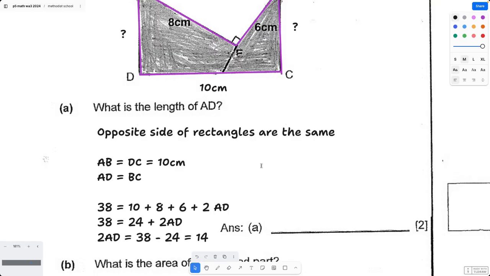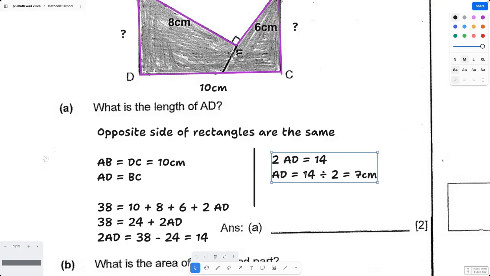Okay, and let's have a line. So that means 2AD is equal to 14. AD is equal to 14 divided by 2, which is equal to 7 centimeters. So that's the answer for this. This is 7 centimeters. All right. Okay, let's move on to the next question.